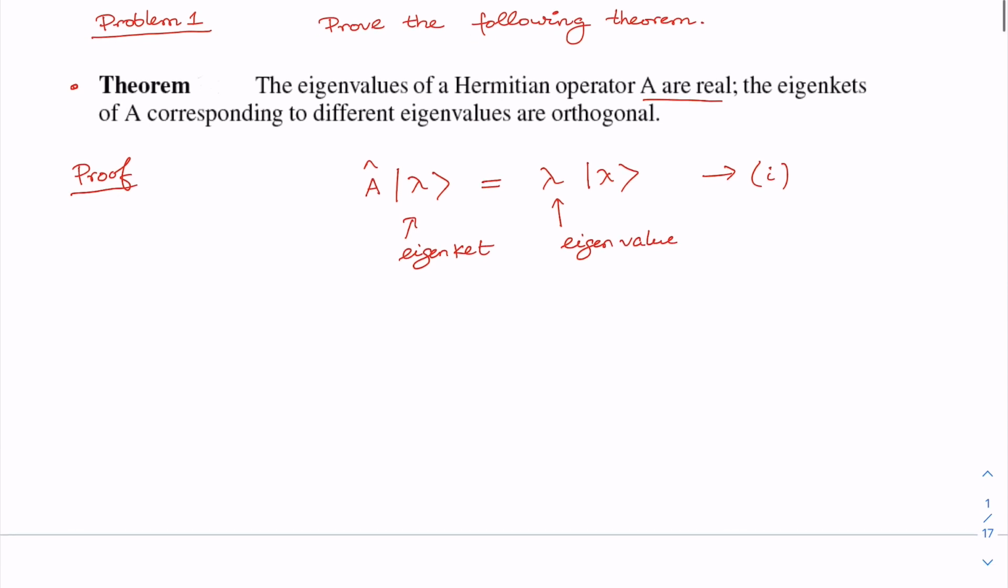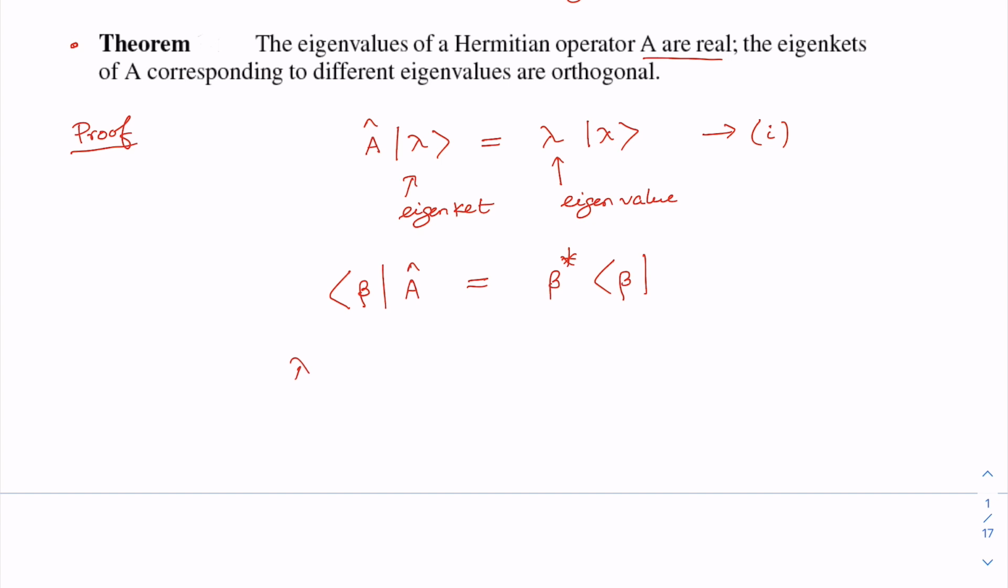Because A is Hermitian, if it operates on a bra vector, then we will get beta star, bra beta here, and lambda, beta are eigenvalues of the operator A. Let me label this as equation number 2.